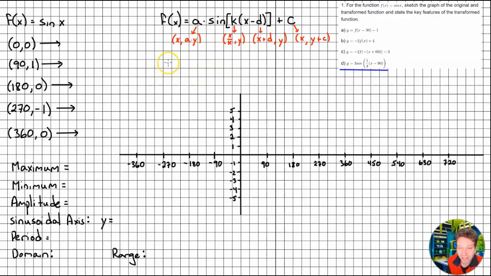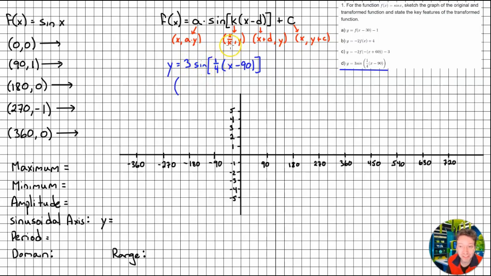So we've got y equals 3 times the sine of 1/4 x minus 90. Now there's no c value, so that just means c is 0. So let's look at what's happening to our coordinates. So first we have this 3 that affects the y. This is going to be affecting the x.